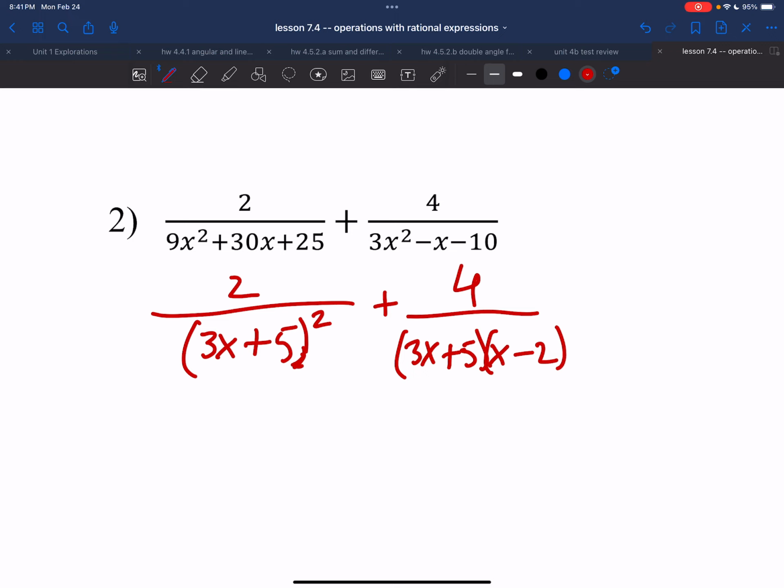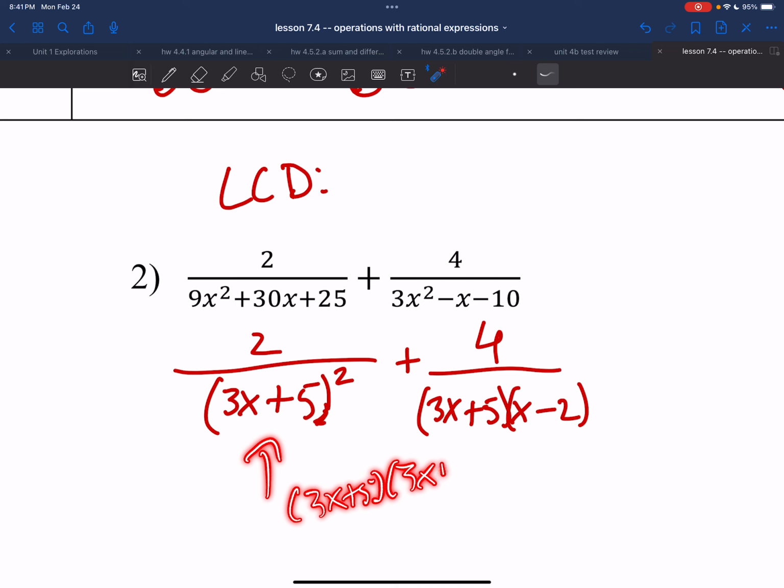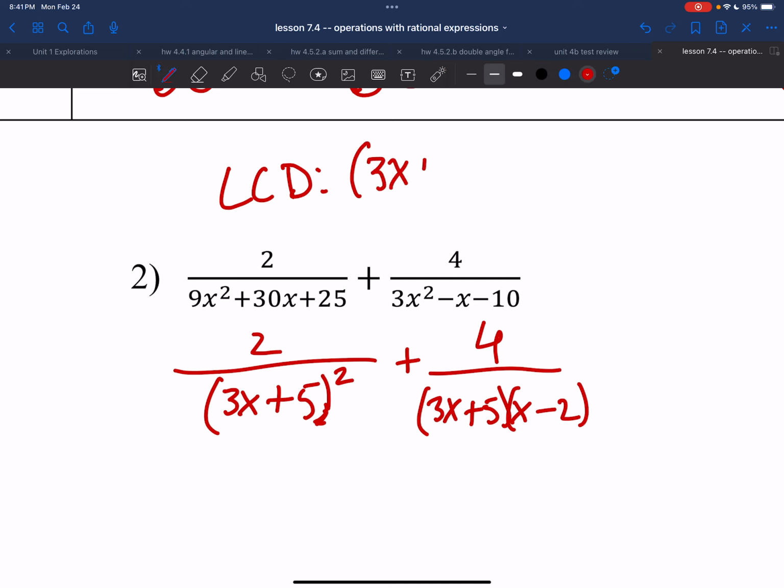Okay? So now you say, okay, well, what's the least common denominator, right? What factors are shared? Well, if you look at the first one, you need a factor of 3x plus 5, but there's 2 of them because it's squared. So the LCD needs 2 3x plus 5s. And when I say 2 of them, I don't mean 2 times it. I mean 3x plus 5 times another 3x plus 5. That's represented by that exponent 2.